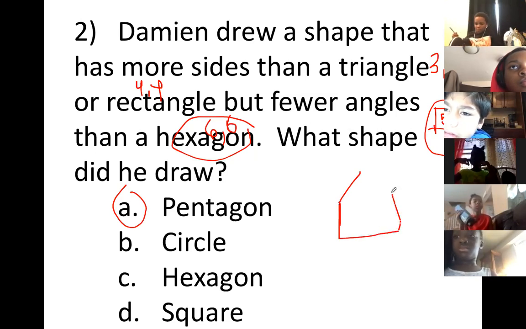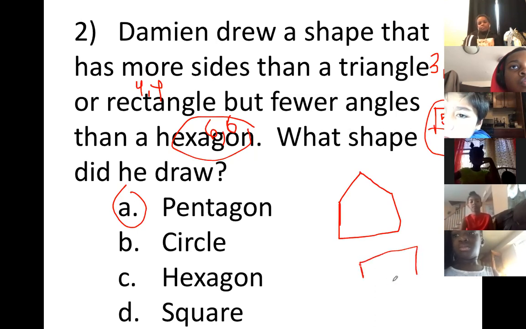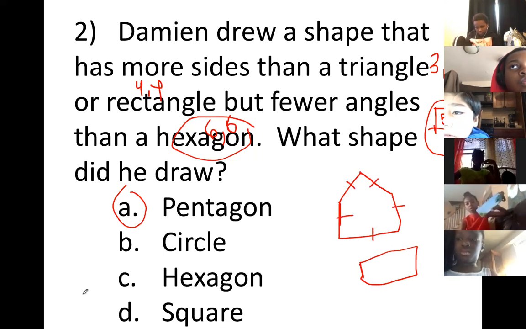You can make it look like a... Rectangle. No, you can make it look like a birdhouse. Because this wouldn't be a pentagon, right? That would be a rectangle. A pentagon is 5 sides and 5 angles. You can make it look like a birdhouse.